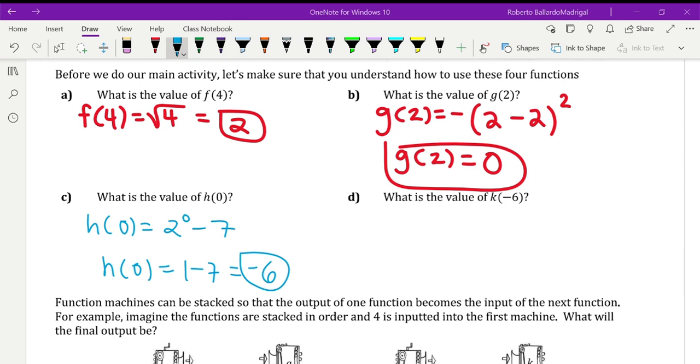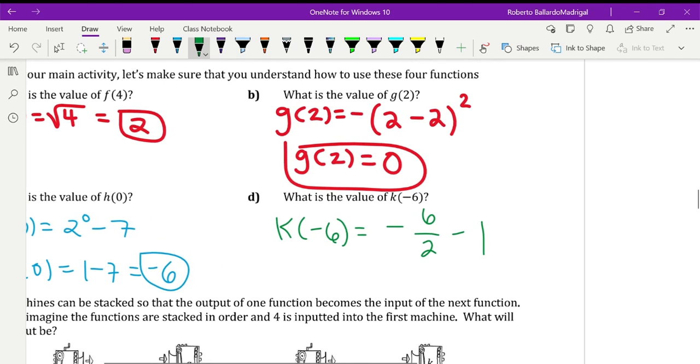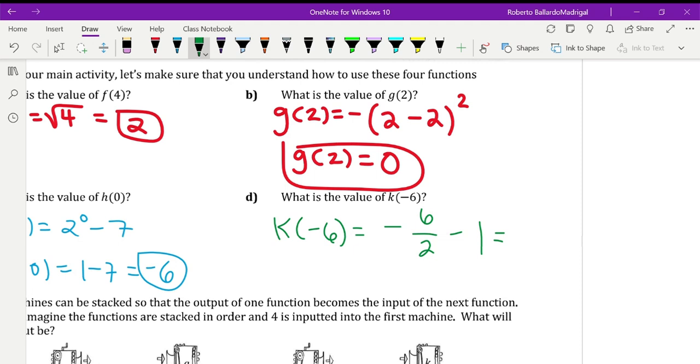What is k of negative 6? K of negative 6, we're plugging in negative 6 into the following. Negative 6 over 2 minus 1. Once again, negative 6 over 2 minus 1. All right. What is half of 6? Half of 6 is 3. In this case, make it negative. Negative 3 minus 1 is negative 4.